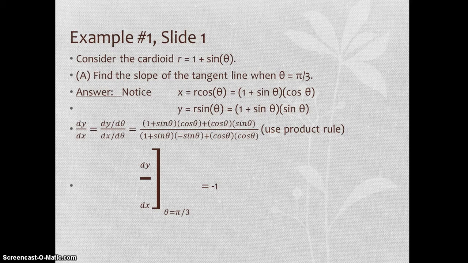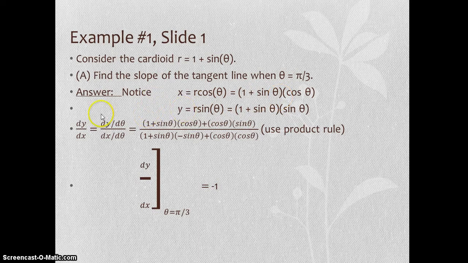So here's an example. Consider the cardioid r is equal to 1 plus sine theta. First part, find the slope of the tangent line when theta is equal to pi over 3. So the first thing to notice is this is a polar equation, and so we need to remember our conversions. x is equal to r cosine theta. When you plug in r is equal to 1 plus sine theta, you get x is 1 plus sine theta times cosine theta. And y similarly is 1 plus sine theta times sine theta. So our conversions are very useful to getting everything in terms of theta.